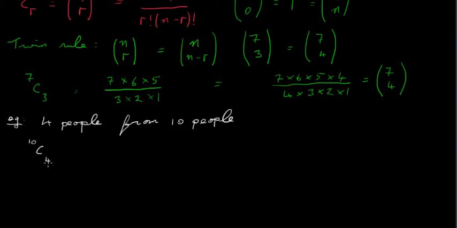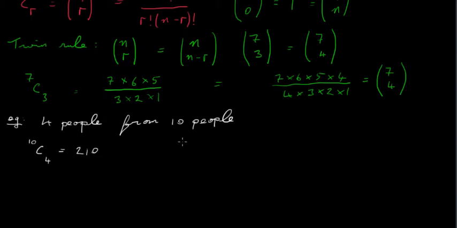So we want to choose 4 people, and we want to form a team or a committee of 4 people, and we've 10 people to choose from. So it's just 10, choose 4. So in this case, you stick that into your calculator, and you should get 210.